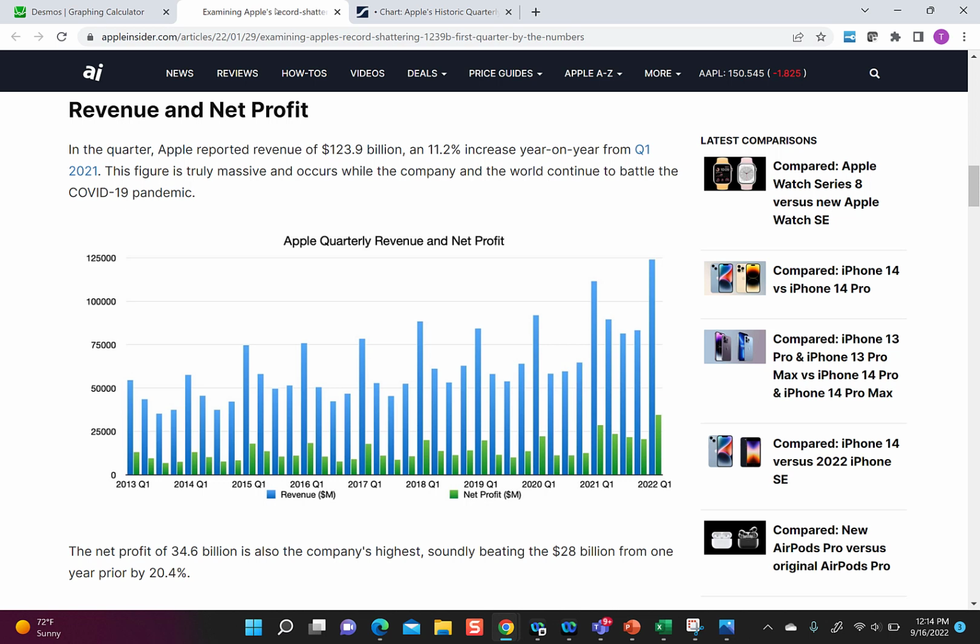What I hope you really notice is that these blue bars are very high. So we have this very high revenue. This is given in millions of dollars. Then you see this much smaller in green, the net profit. So this difference between the revenue and the profit is the cost.